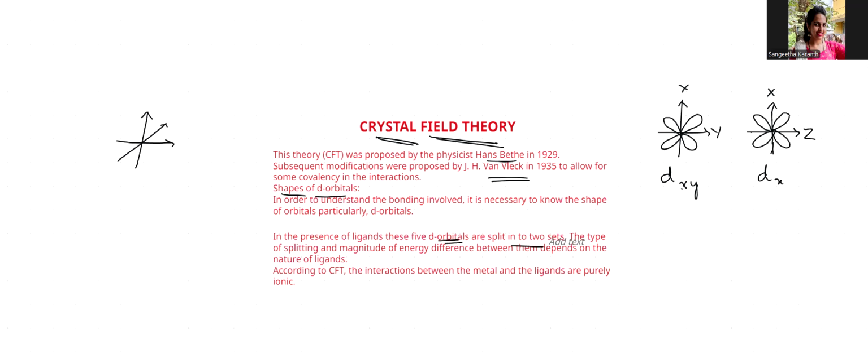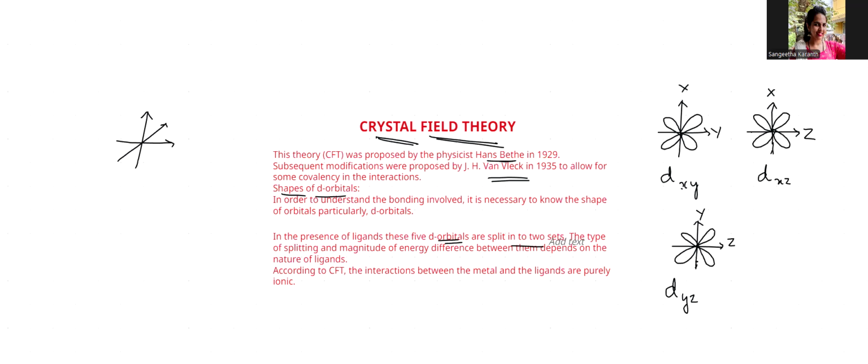And we have one more d orbital which is again oriented between 2 axes, that is, between the y and z axes. The lobes of this d orbital are oriented between the y and z axes, so we call that d orbital dyz. So this is about the 3 d orbitals.